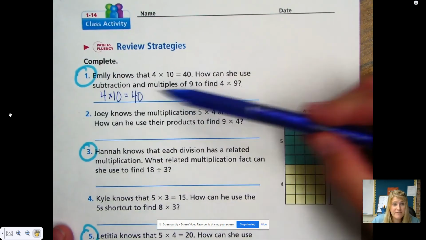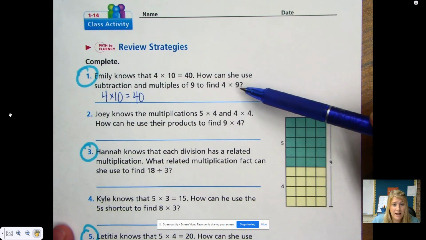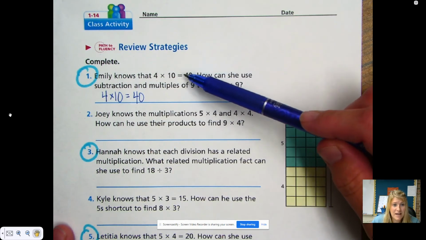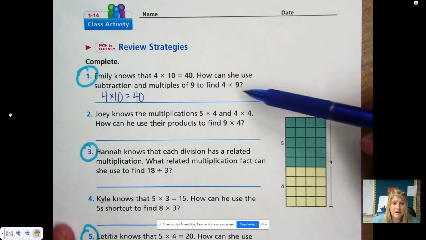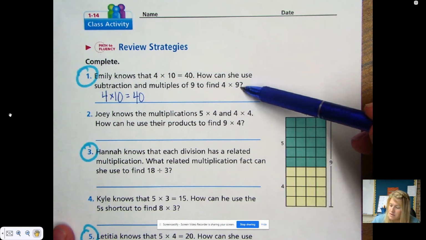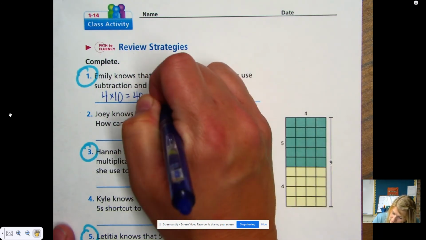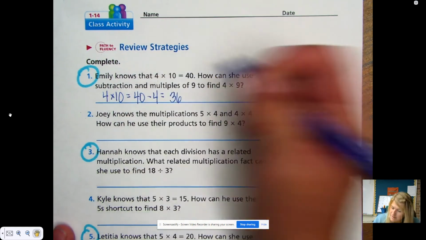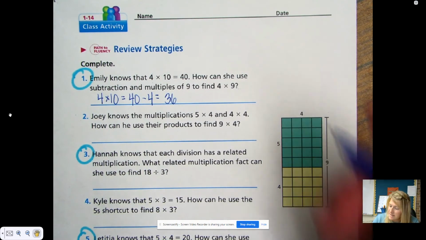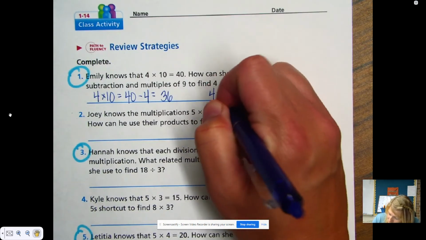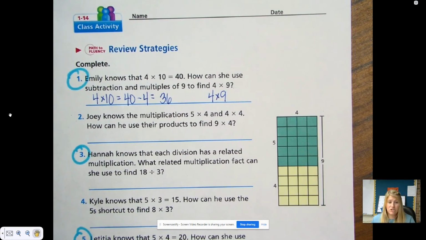I can use this information to solve 4 times 9 because when my factor is 9, it's 1 less count by than 10. So I can take away a group and I would get 36. And I would see that 4 times 9, I'm going to check this.